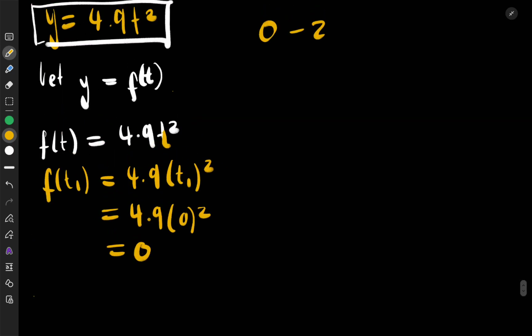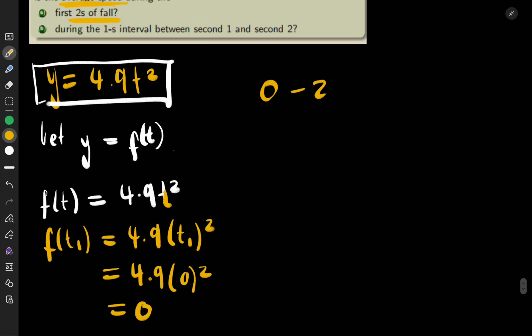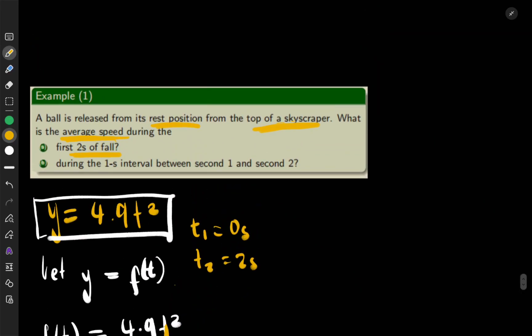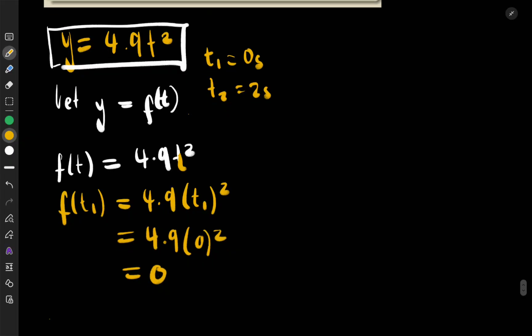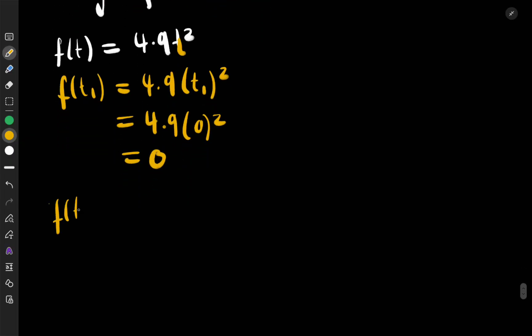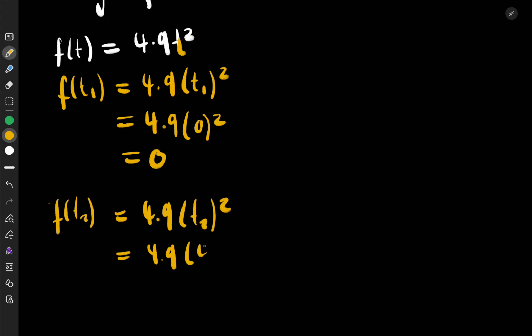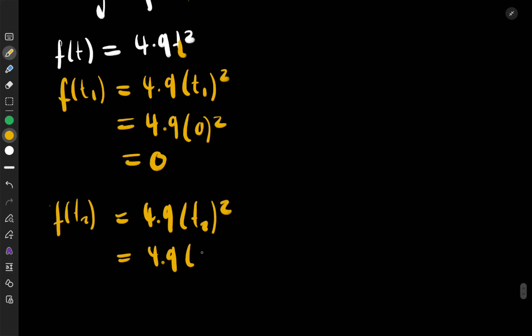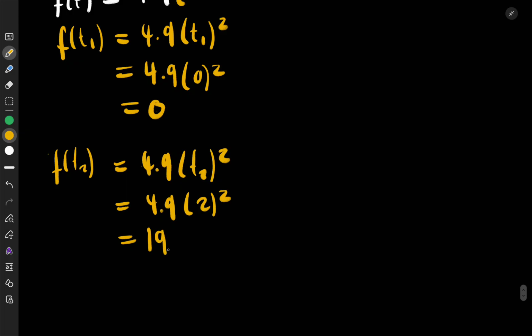You could show that t1 is equal to 0 seconds and t2 is 2 seconds. They said average speed for the first 2 seconds of fall, so be careful, make sure you know it's from 0 to 2. Now we need f(t2), which is 4.9 by t2 all squared, which is 4.9 by 2 all squared, which is 4.9 by 4. Punching in the calculator, you should get 19.6.